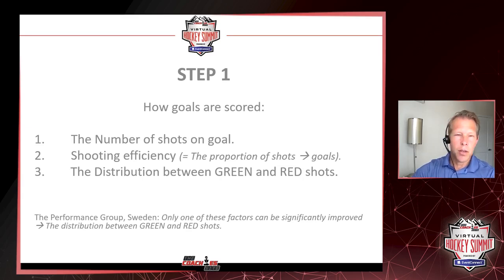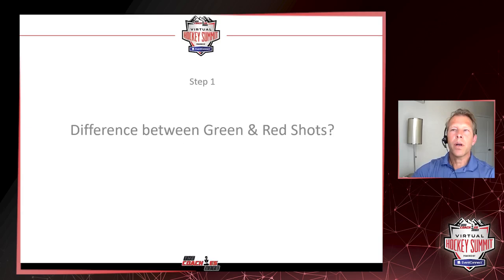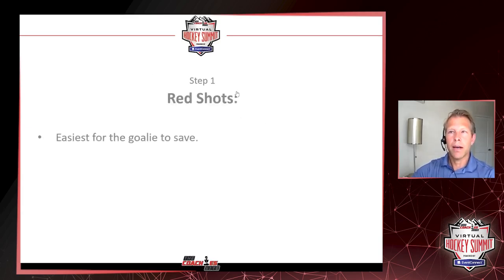And obviously we can try to pick corners and so forth. But then you also have the distribution between green and red shots. This was initially a study done by the performance group in Sweden. They came up that based on these three factors, there was only one that could be significantly improved, and that's the distribution between green and red shots. So what is the difference between green shots and red shots? That's what we're going to talk about now.